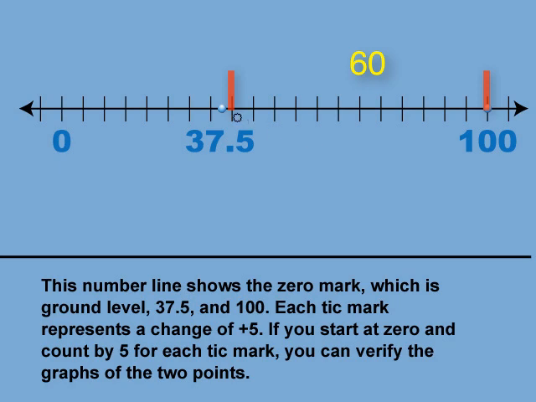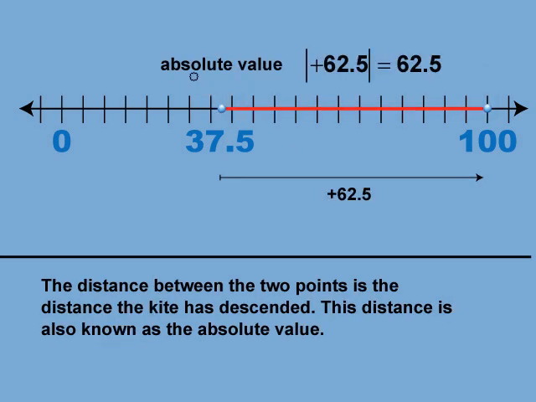Now we just add the portion from 37.5 to 40, which is 2.5. So the total distance is 62.5 feet. Absolute value is always positive, and we use the absolute value symbol to show the distance as shown here. Let's look at another example.